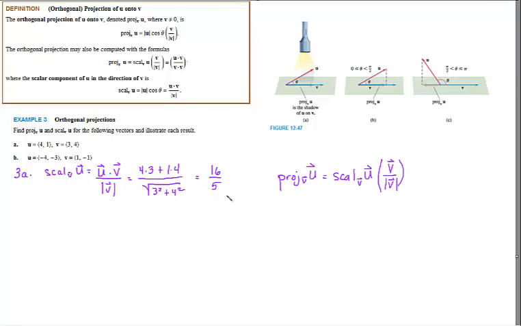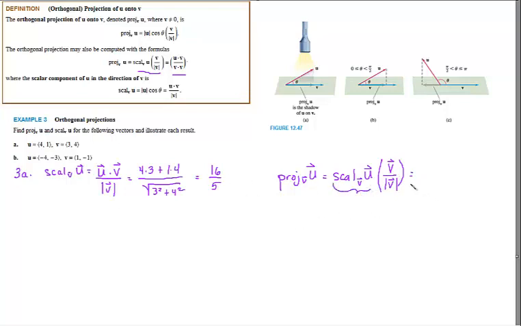Alright, so I got 16 over 5 for the scalar component of u in the direction of v. Next, I need to find the projection of u onto v, and I could choose either one of these two that I wanted to. I happen to like the first one because I already know these quantities, so I'm just going to use that.